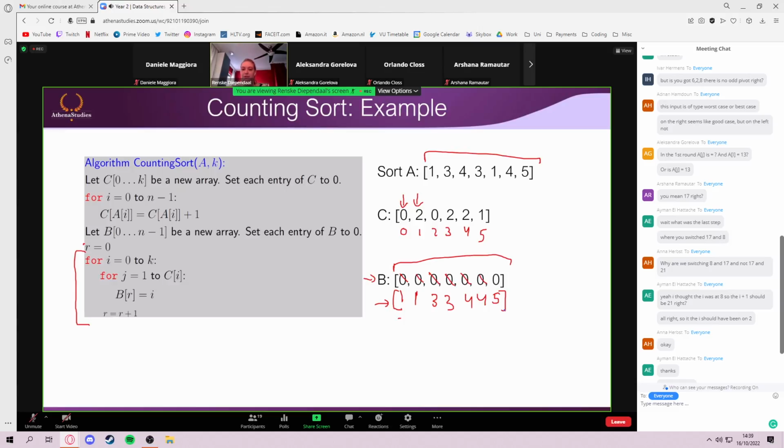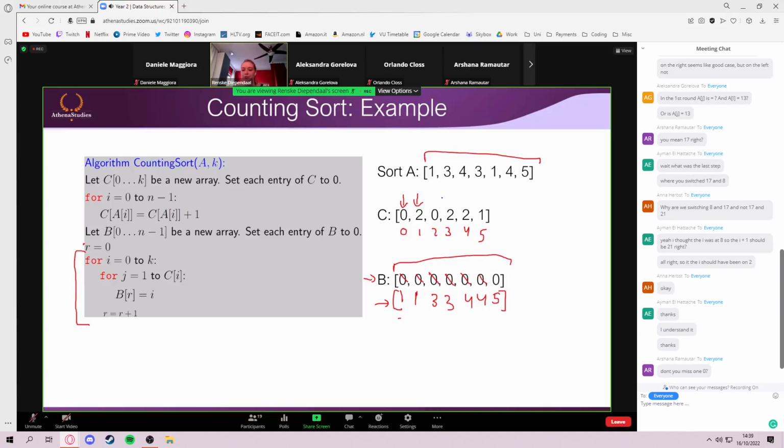Can you repeat B, please? Yeah. Okay, so for B, you just start with the zeros. Same amount of zeros as you have over here, because this is going to be our sorted array. And then for C, okay, so each of these numbers is what we want to sort.